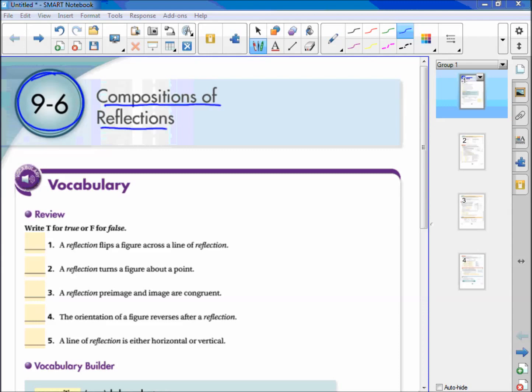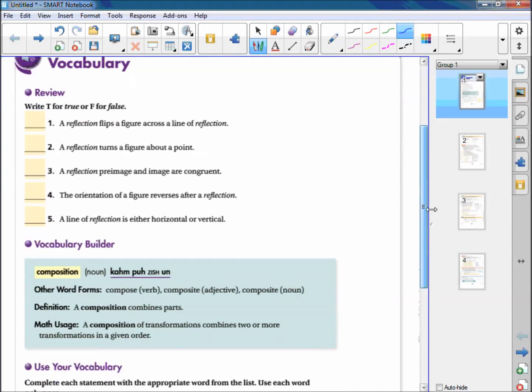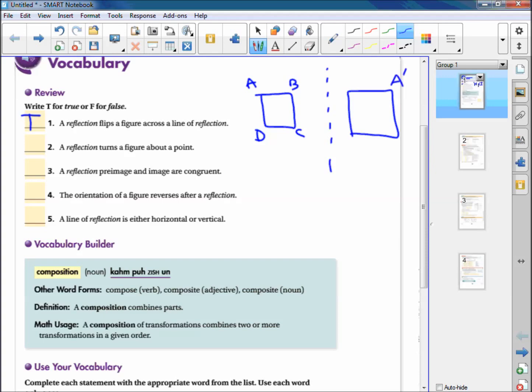Alright, so we write T for true or F for false for our review here. So we have some vocabulary. Our first one is a reflection flips a figure across a line of reflection, and this is true. So if you have a square, A, B, C, D, we could have a line of reflection. When we flip it over, we'll have a new square over here. Same size, so it'll still be congruent. Okay, but we flipped it around, so this will be A prime, B prime, because B is closer to the line of reflection than A was, and then C prime and D prime.